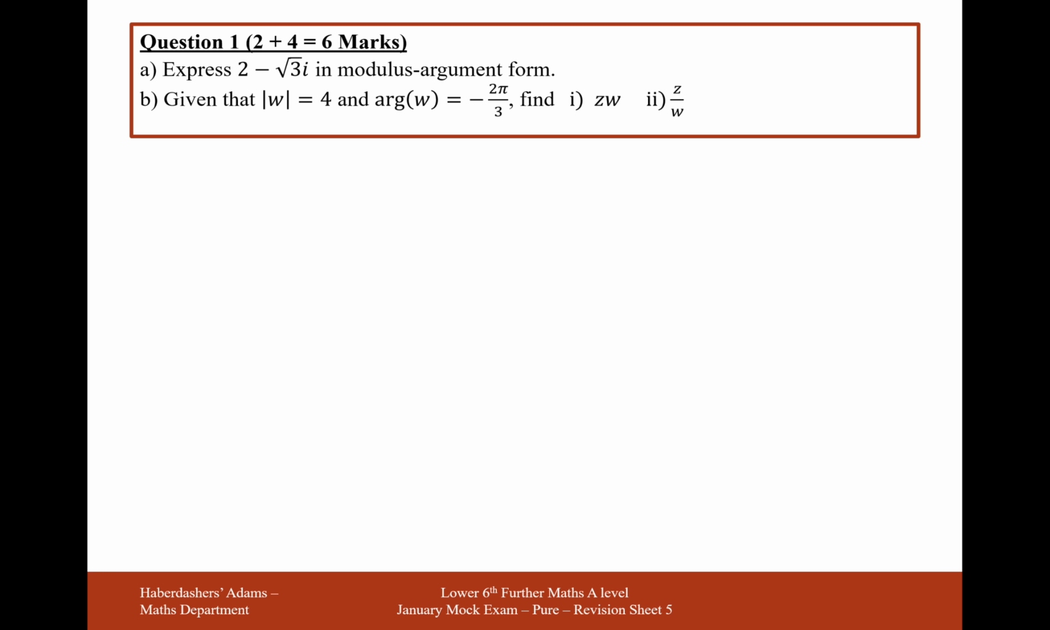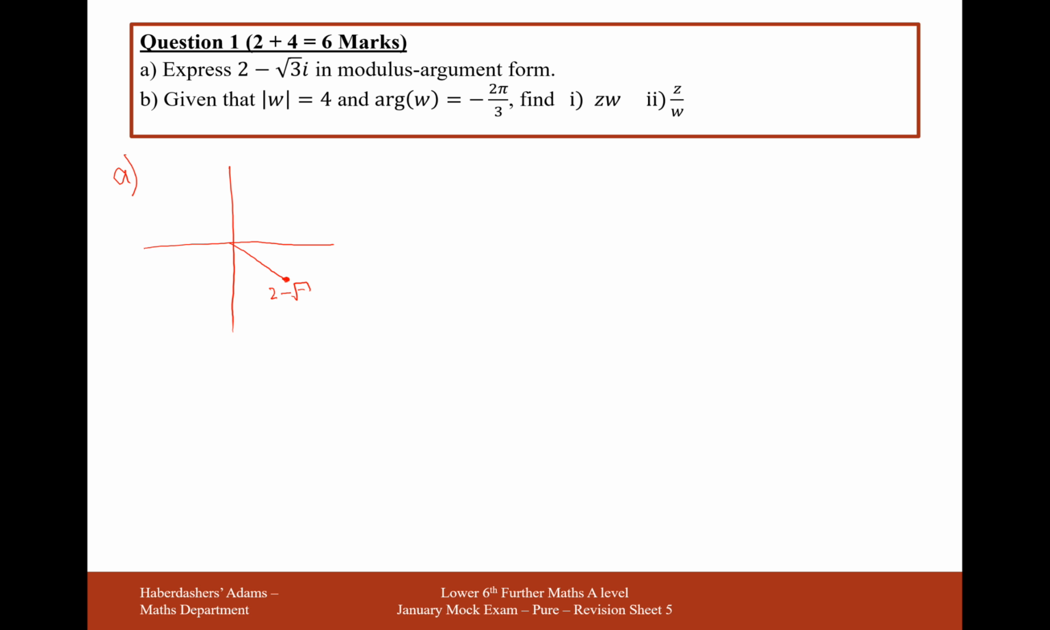Here we're working on the standard complex numbers questions. So the first part is work out the modulus argument form of 2 minus root 3i. The first thing we would do, if we're stuck, is plot the complex number on an Argand diagram. So 2 minus root 3i will be somewhere down here.